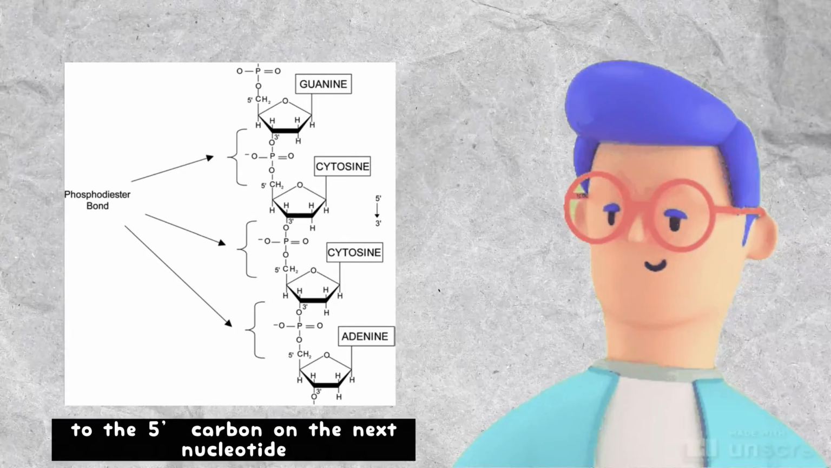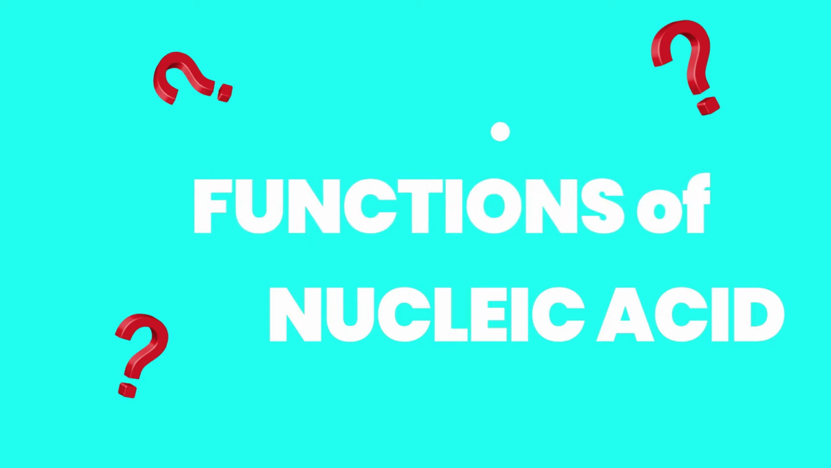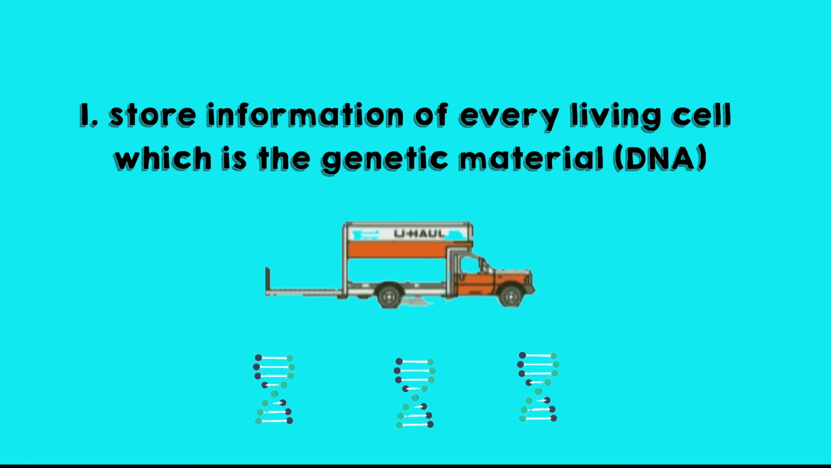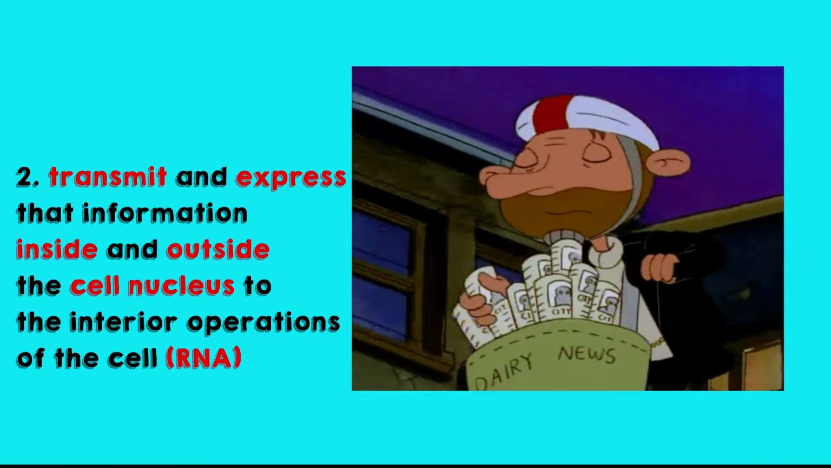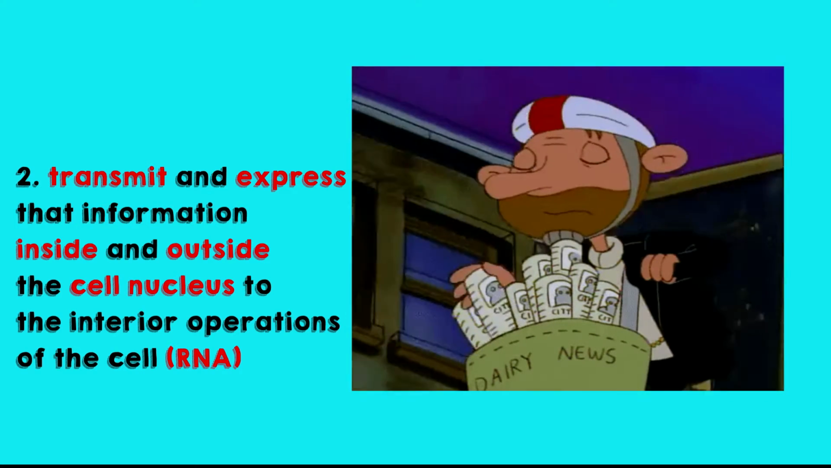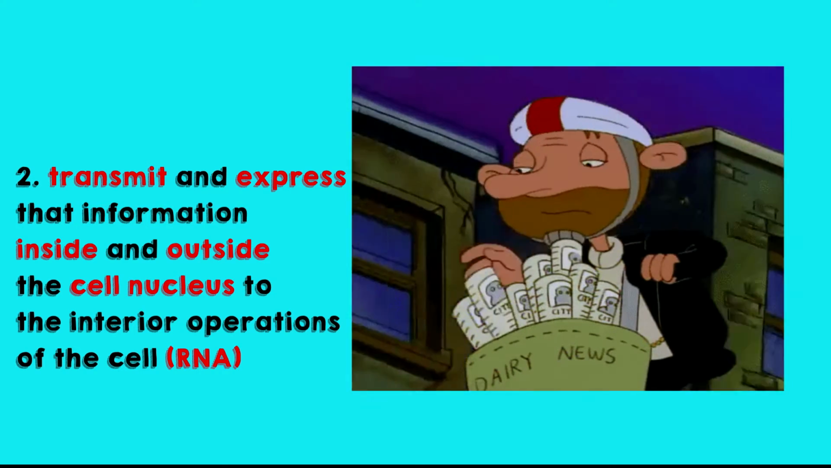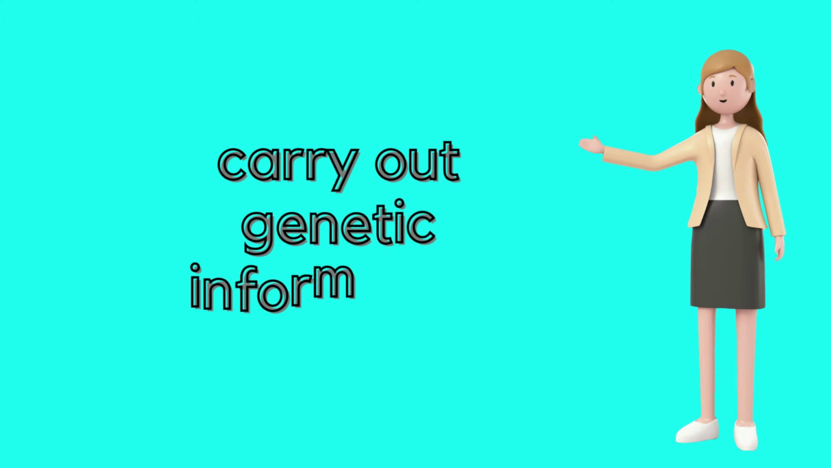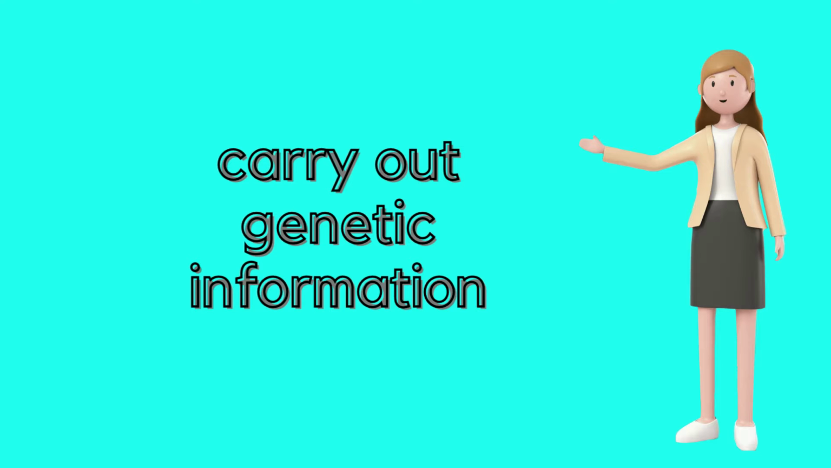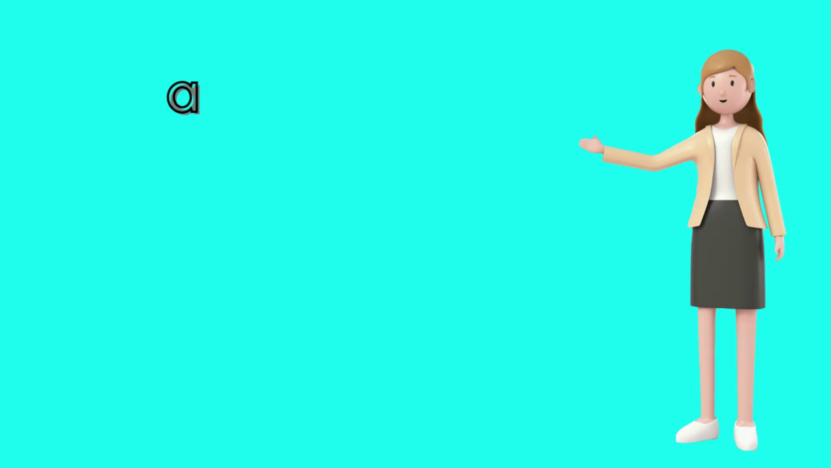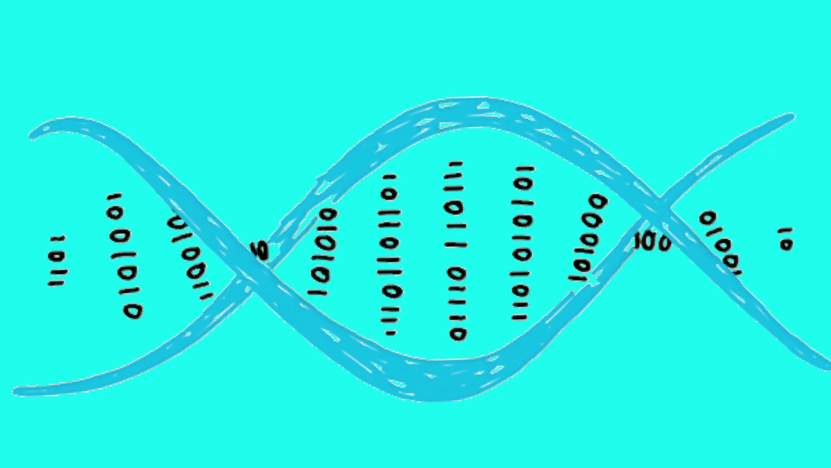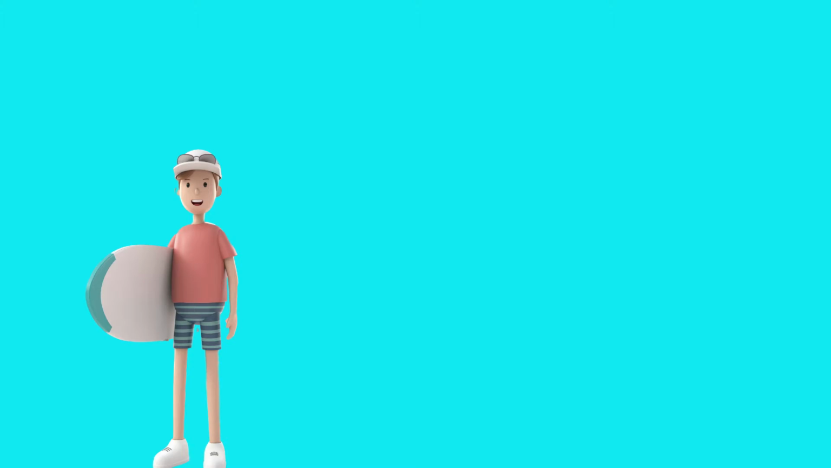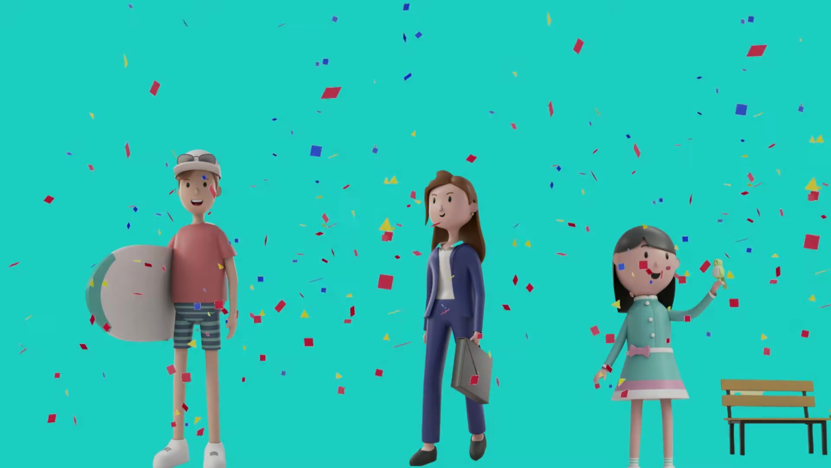What is the function of nucleic acid? The function of nucleic acids is to store information of every living cell, which is the genetic material. Then, they transmit and express that information inside and outside the cell nucleus to the interior operation of the cell. For example, nucleic acids carry genetic information which is read in the cells to make the RNA and proteins by which living things function. The well-known structure of the DNA double helix allows this information to be copied and passed on to the next generation.